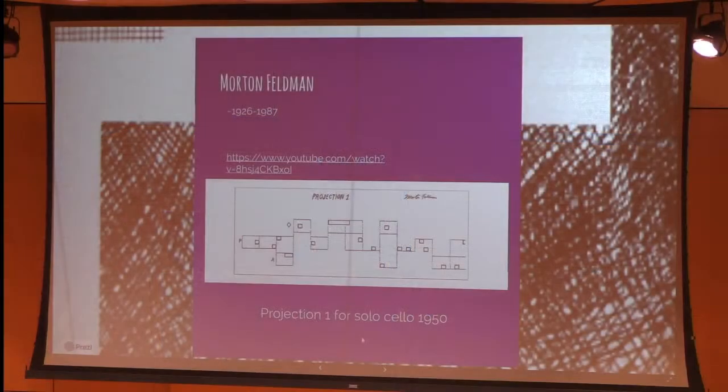Our next guy is Morton Feldman. He was born in 1926 and he passed away in 1986. This is Projection 1, and he did specify that it was written for solo cello and it was composed in 1950. This one specifically is a very favorite among music psychologists and music therapists because it does not look like a score whatsoever. It doesn't even really look like art. It looks like maybe a building plan. I think that's really interesting.